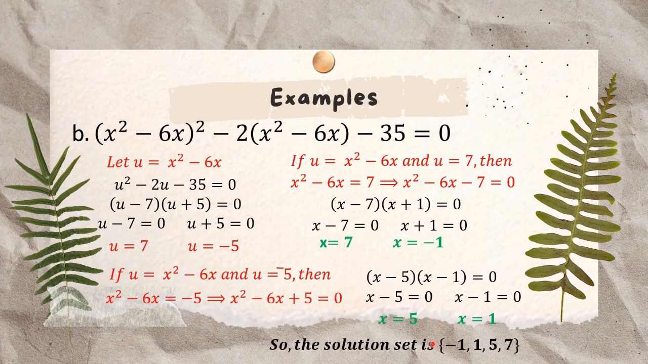Therefore, the solution set is negative 1, positive 1, positive 5, and positive 7. So, yun po yung values ng x to make this equation true. You may do the substitution to check if this solution set is correct.